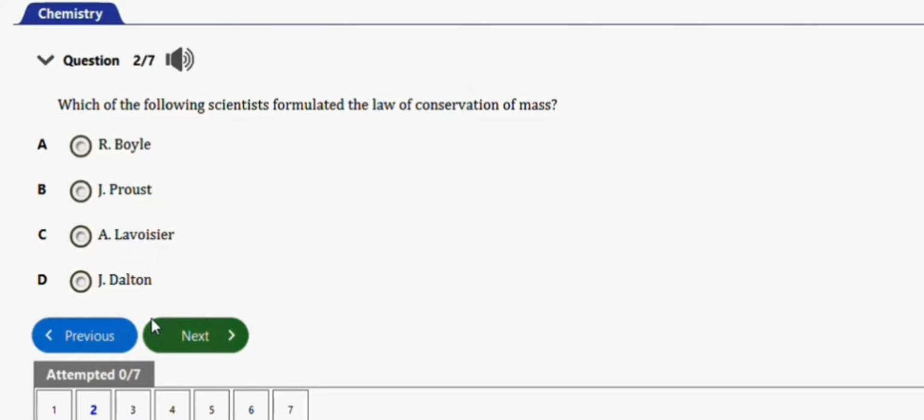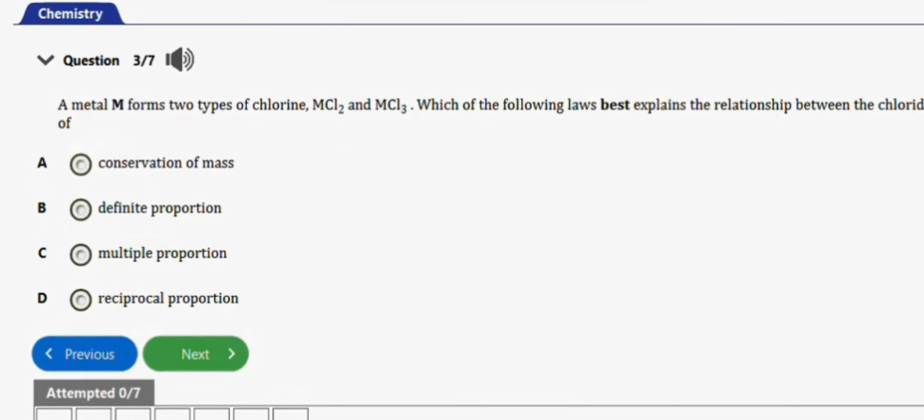The next question is this one. It says a metal M forms 2 types of chlorides. So these are the 2 types of chlorides. Which of the following laws best explains the relationship between the chlorides? The law of conservation of mass, definite proportions, multiple proportions, reciprocal proportion. So the right option is option C, multiple proportion. Okay, so that's it for this question.